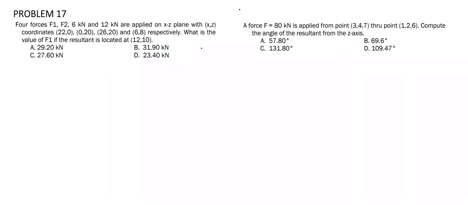For this problem, we have two problems. The first one is we are given four forces: F1, F2, 6 kN and 12 kN, applied on the XZ plane with XZ coordinates. So let's write this down. This is our Z-axis and this is our X-axis.